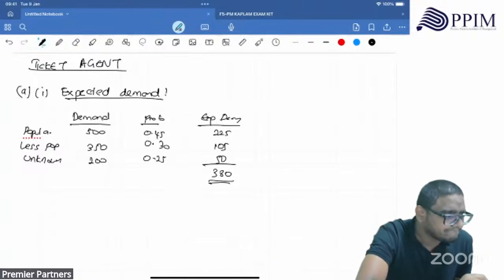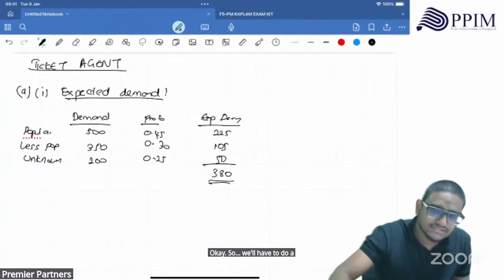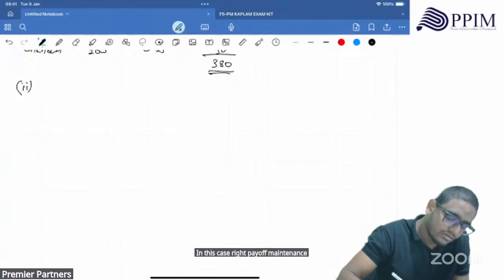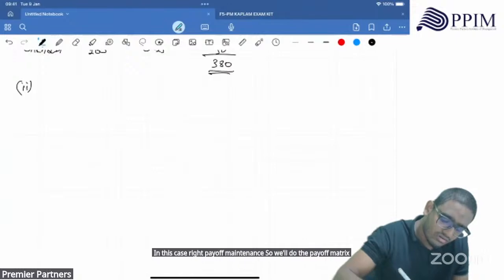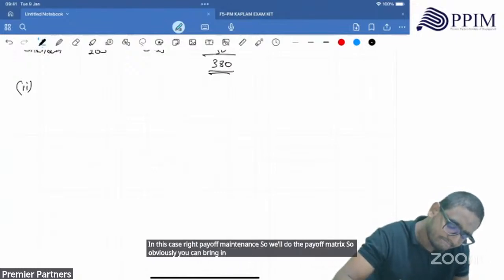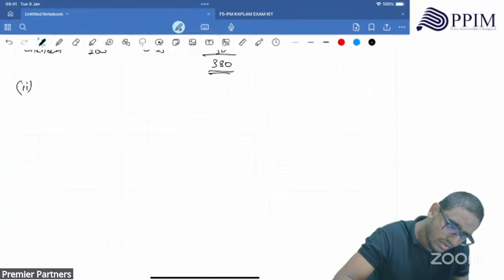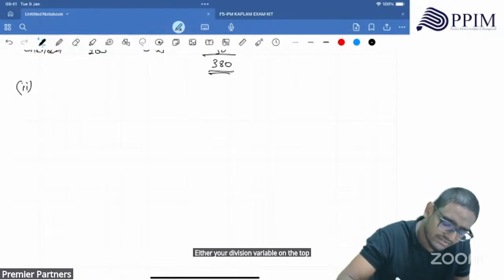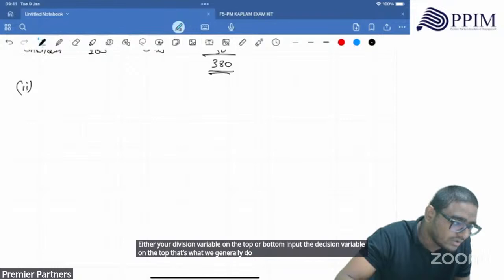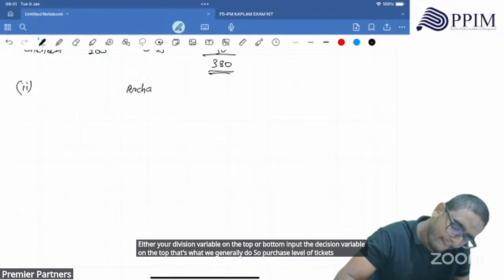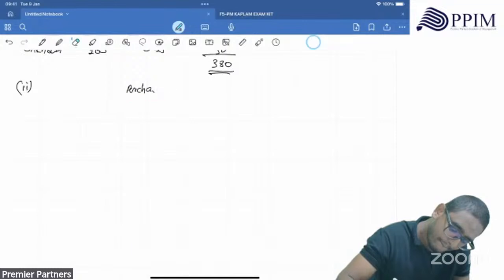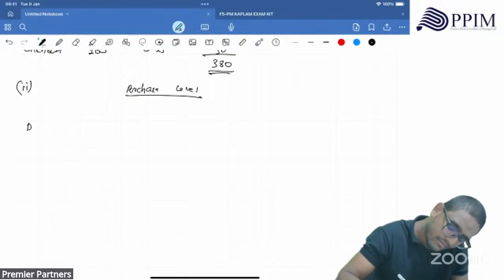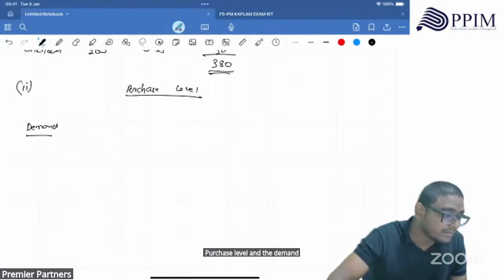So we'll have to do a small payoff matrix in this case, right? So we'll do the payoff matrix. Obviously you can bring in either your decision variable on the top or bottom. We'll put the decision variable on the top. That's what we generally do. So purchase level of tickets on the top and the demand on the side.